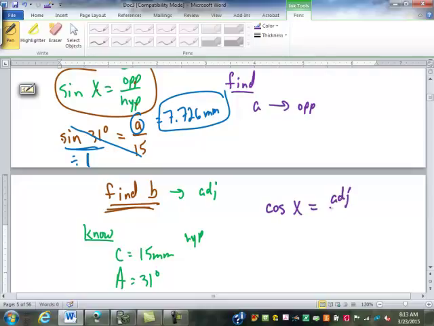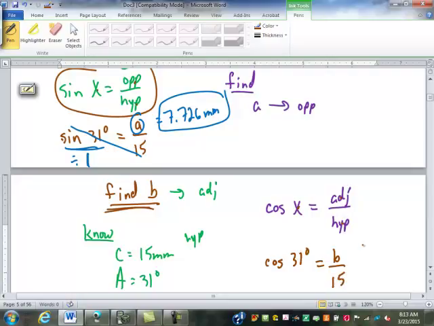So again, I stress it, write out the formula. Filling in our information. Do we know the angle? Yes, we do, 31 degrees. Do we know the adjacent side? No, that's what we're looking for. That is side B. Do we know the hypotenuse? Yes, that is our 15.